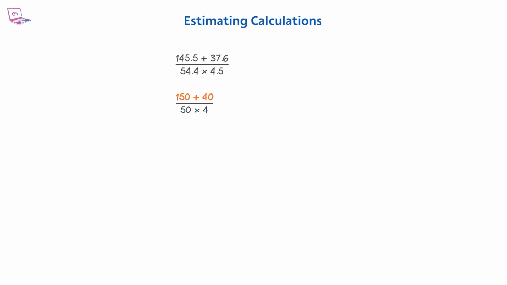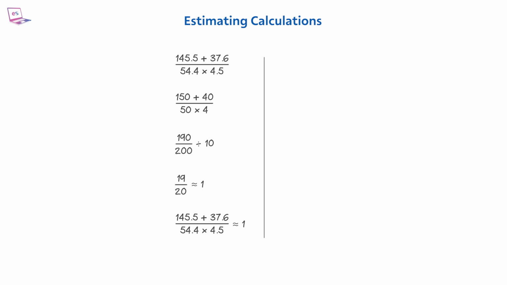150 plus 40 equals 190 and 50 times 4 equals 200. You will get 190 over 200. On dividing both numerator and denominator by 10, it will be 19 over 20. 19 over 20 is approximately equal to 1. So, the estimated value of 145.5 plus 37.6 divided by 54.4 times 4.5 is 1.